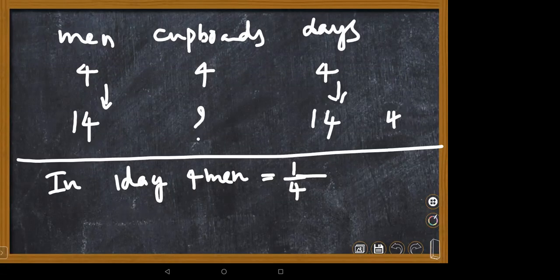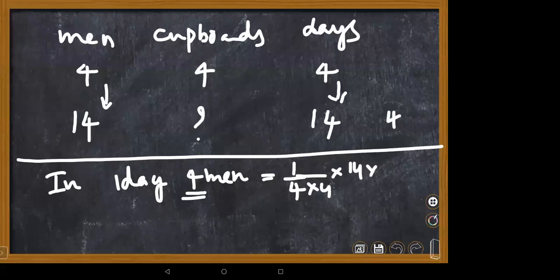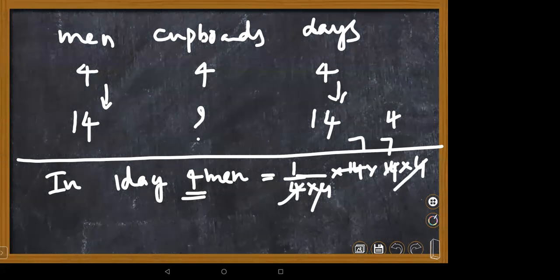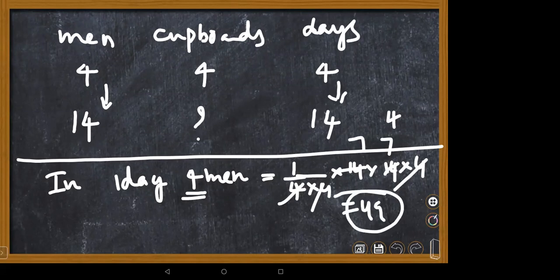4 men's work in one day is 1 by 4th. If you want to find out 1 man's work, you will get 4 by 14. So 14 men, 14 days they are working, and in 4 days together 4 cupboards. Now calculate: 4 and 4 get cancelled. This becomes 7 and 7. You will get the 7 table, 7 sevens are 49. Very, very simple, children. But you need to understand.